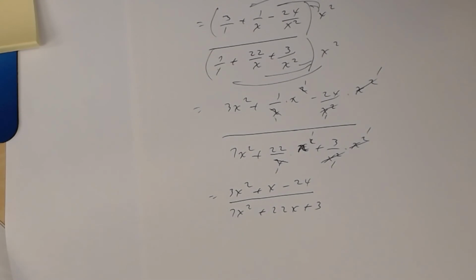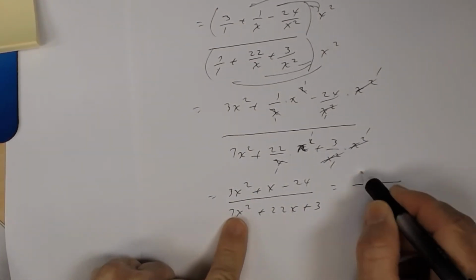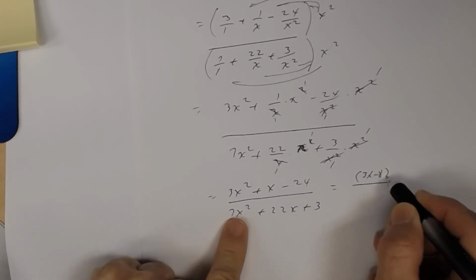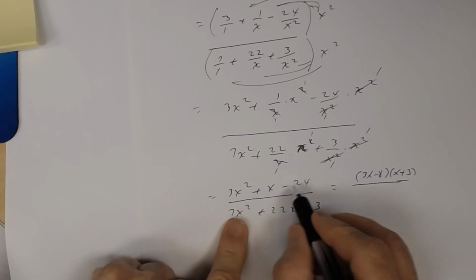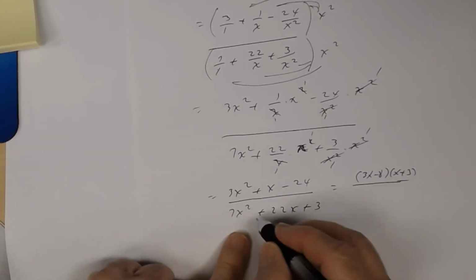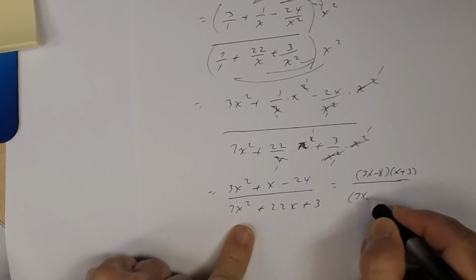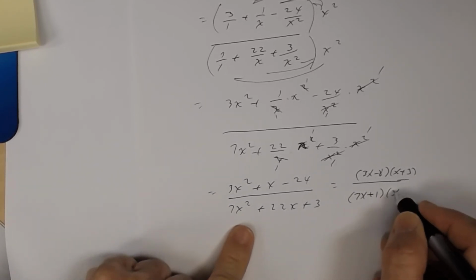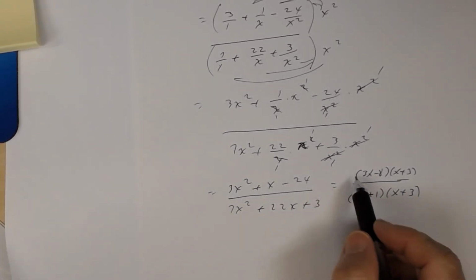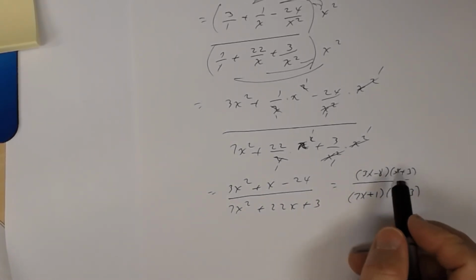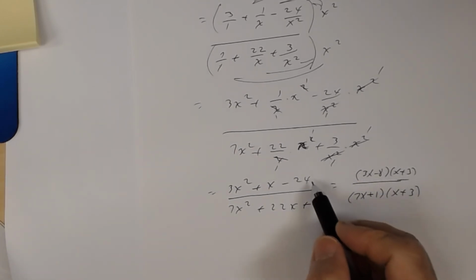When you factor the numerator, I'm going to show you what's going to happen. You're going to get 3x minus 8 times x plus 3. Those are the factors of this trinomial. The factors of the denominator trinomial will be 7x plus 1 times x plus 3. And always check. 3x times x is 3x squared. The outer is a positive 9x. The inner is a negative 8x. You get a positive x. Negative 8 times 3 is negative 24.